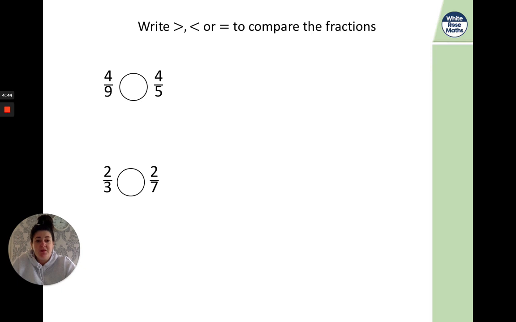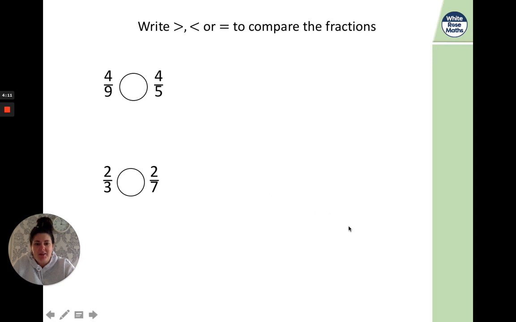I want you to pause the video here and have a go on your whiteboard with the person sitting next to you at comparing those fractions. I want you to tell me which one's bigger. Is this bigger or smaller than this one? Is this one bigger or smaller than this one? Okay, have a little go. I'm interested to see how you're going to work it out. I would give yourself maybe 5 minutes to do these two questions and then come back and we'll see how you got on. Okay, see you in a minute.